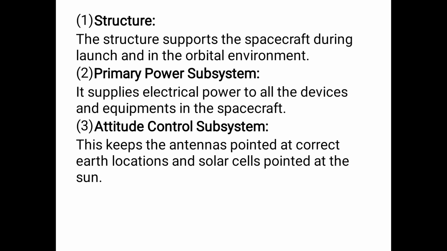Structure. The structure supports the spacecraft during launch and in the orbital environment. Primary power subsystem. It supplies electrical power to all devices and equipment in the spacecraft. Attitude control subsystem. This keeps the antenna pointed at the correct earth location and the solar cells pointed at the sun.